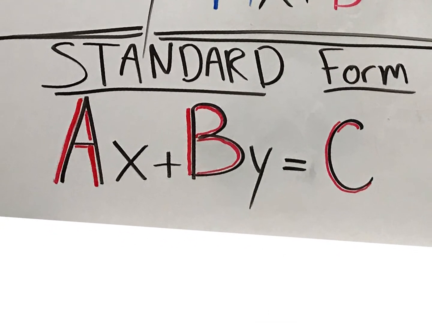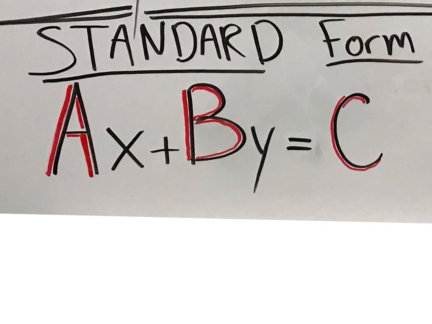Just a review, why is standard form written with capital A, capital B, capital C? What does that help you remember? Anybody? It helps you remember that they're nice numbers, no fractions, no decimals. I hope you remember that, right? A, B, and C are integers, nice numbers, no fractions, no decimals.